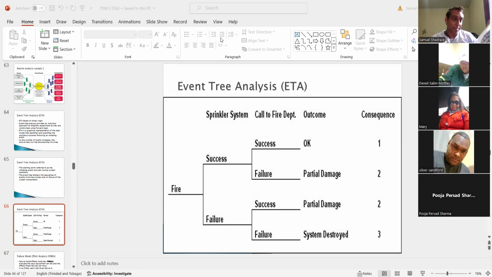This is an ETA. That's a real ETA that you're looking at there, right? So just to show you something, I was telling you all that ETA is mathematical. Just try to look at this a bit. So we have a fire, and an ETA is a look at what could control the fire: sprinkler system, call to the fire department, etc. If you have a tank, what could prevent a tank from overflowing, right?